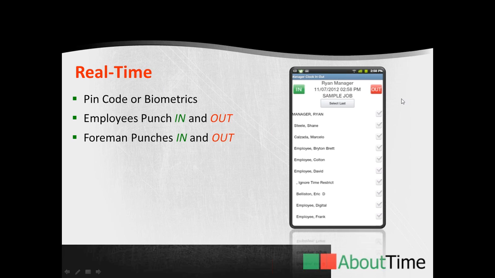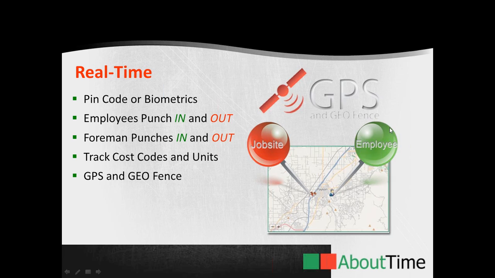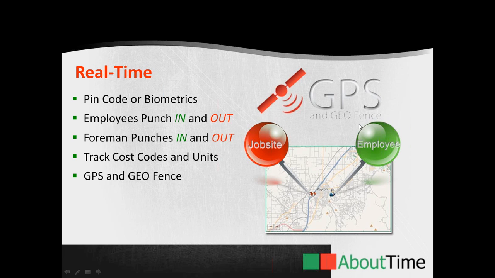which people will be assigned to what jobs. Then the cost codes will appear. You can pick the cost code and go ahead and do the specific task that is required. GPS is also available with our system. We will let you know every time somebody touches a device where they were when that happened.